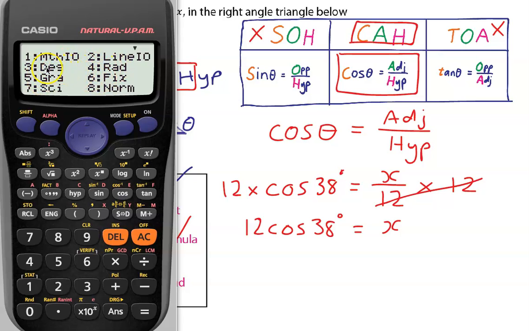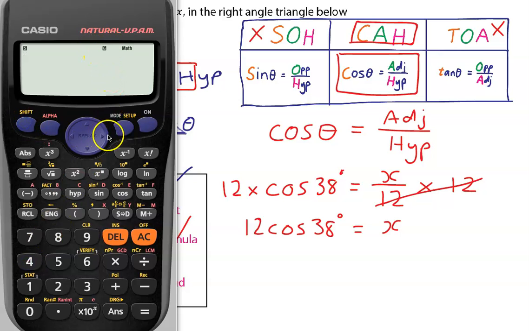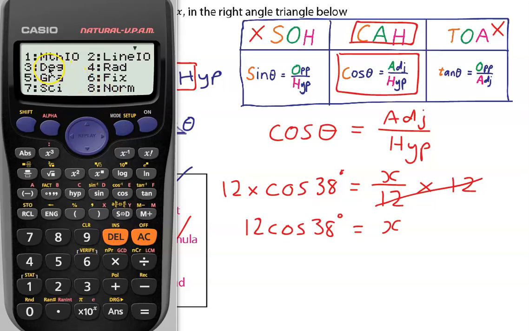Okay, now I want degrees. Let's just see what it looks like though for a second if I choose number 4. So number 4 should be radians, and you can see we have a little R there. I don't want that. Going back to setup, I want degrees because our angle was given to us in degrees. So choosing number 3, and we're back in D for degrees.